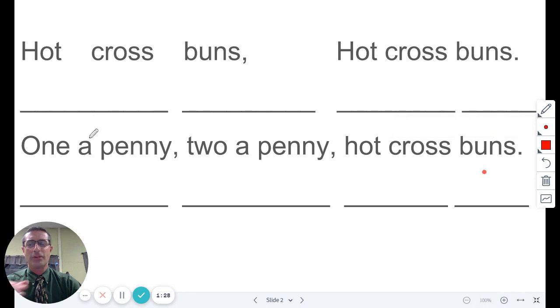We talked about how the different notes, the different rhythm, is the syllables on those different beats. And we know each one of these blanks here represents one beat in the song.